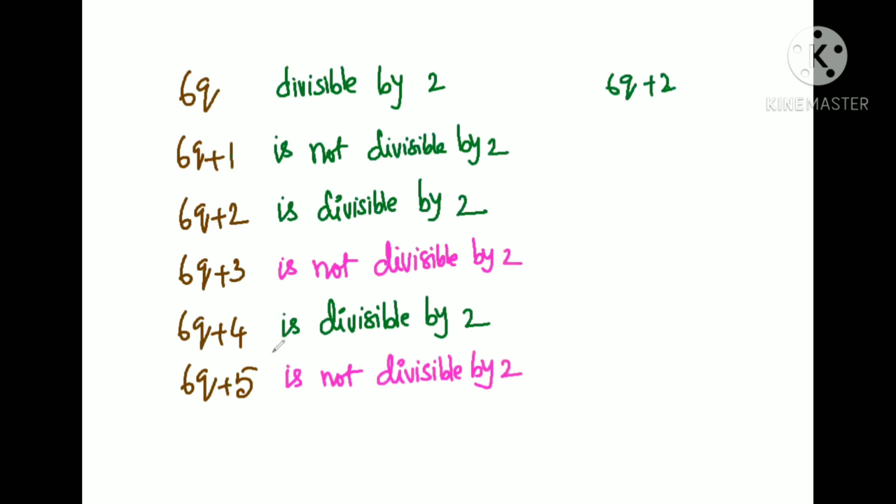So which are not divisible by 2 here? 6q plus 1 is not divisible by 2. That means any number divisible by 2 is called an even number. These are even numbers, and which are not divisible by 2 are called odd numbers.